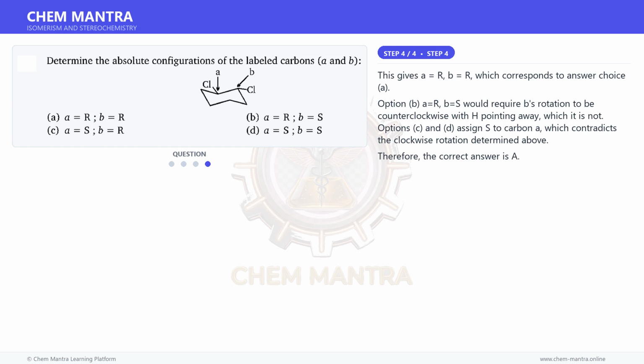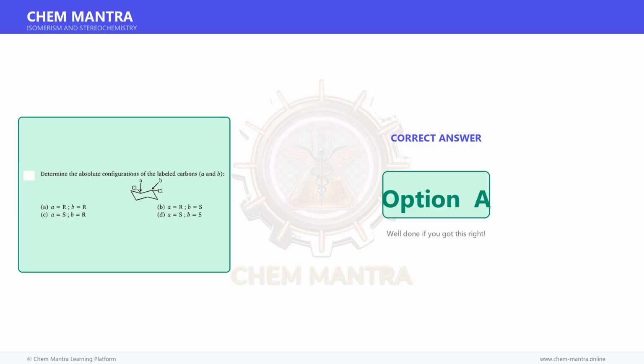And for the final step, this gives A is equal to R, B is equal to R, which corresponds to answer choice A. Option B, A is equal to R, B is equal to S, would require B's rotation to be counterclockwise with H pointing away, which it is not. Options C and D assign S to carbon A, which contradicts the clockwise rotation determined above. Therefore, the correct answer is option A.